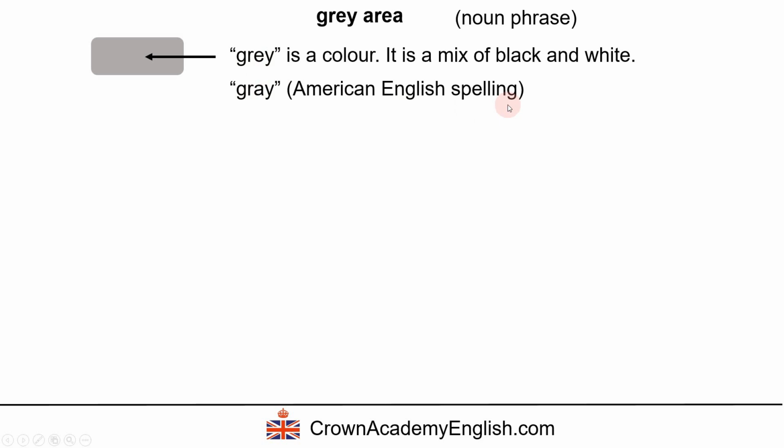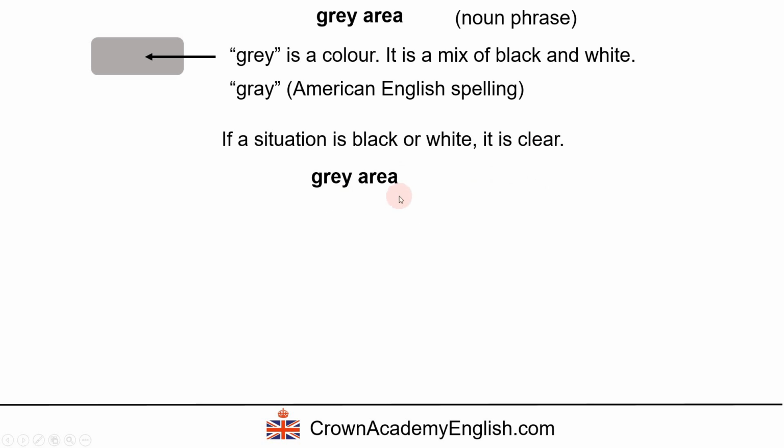Okay, so now let me explain another expression. If we say that a situation is black or white, then that means that the situation is clear. Okay, the situation is very clear. It's either black or white. Okay, now so what does grey area mean? Because as we know, grey is a mix of black and white. Well, grey area is a situation that is not clear.